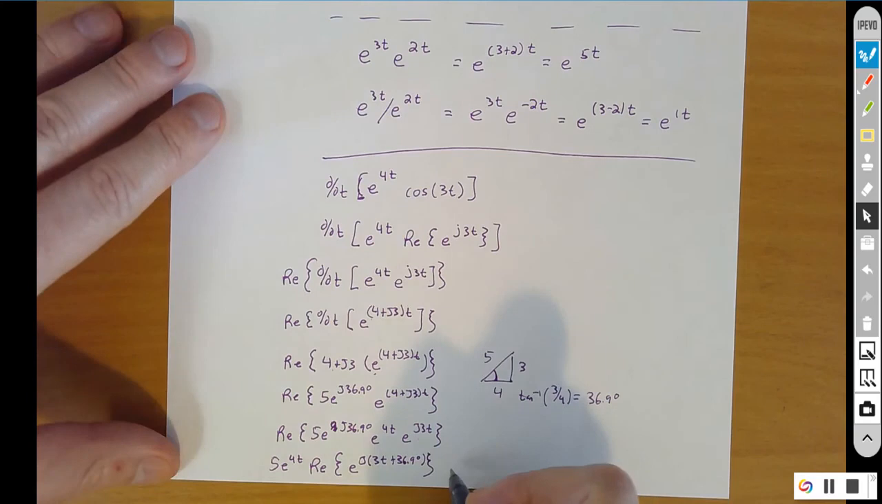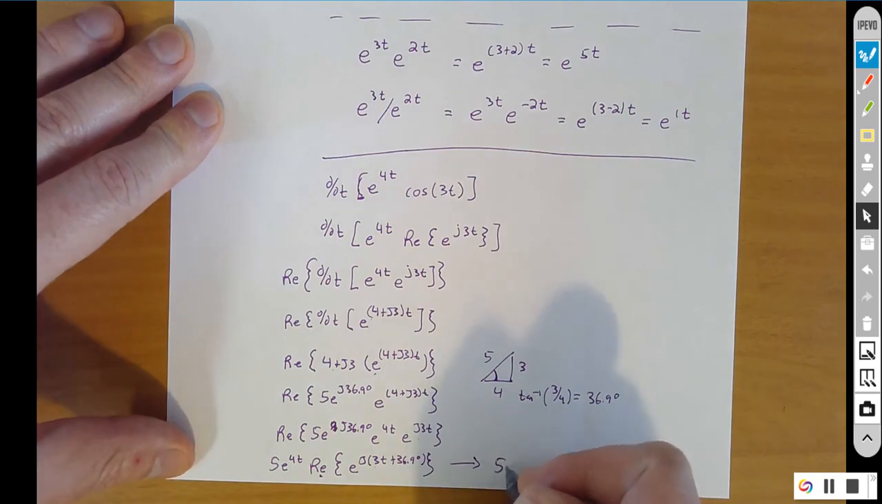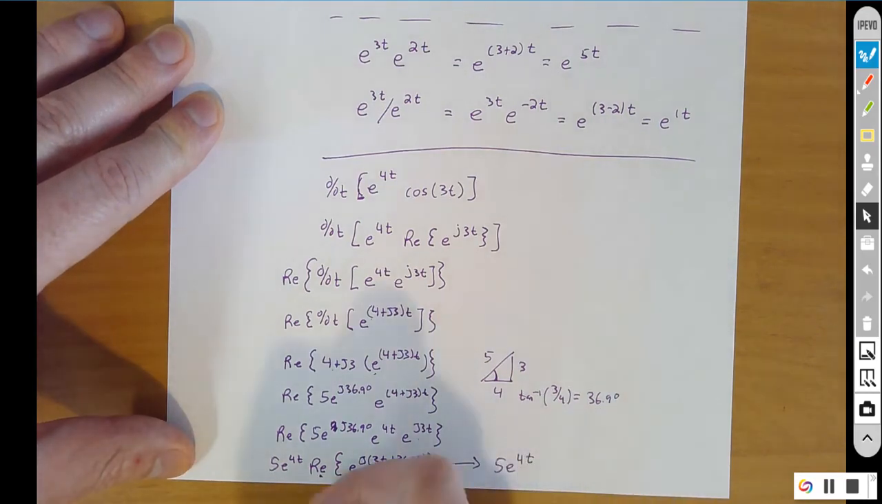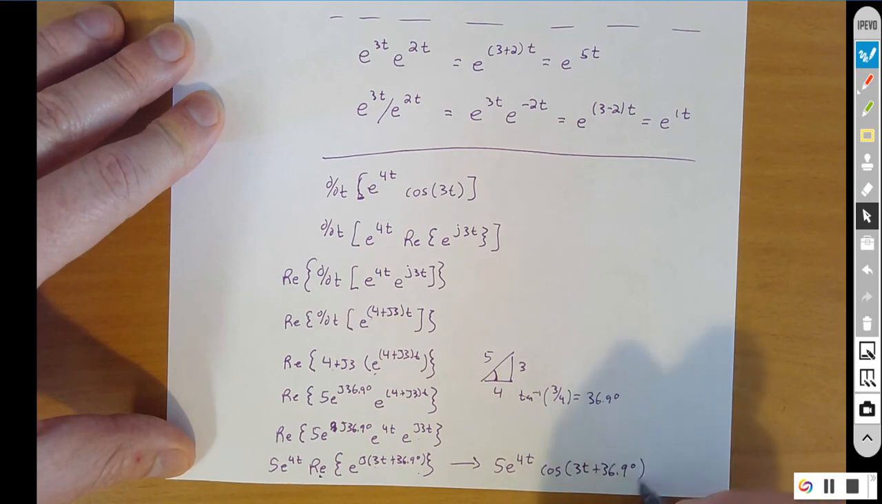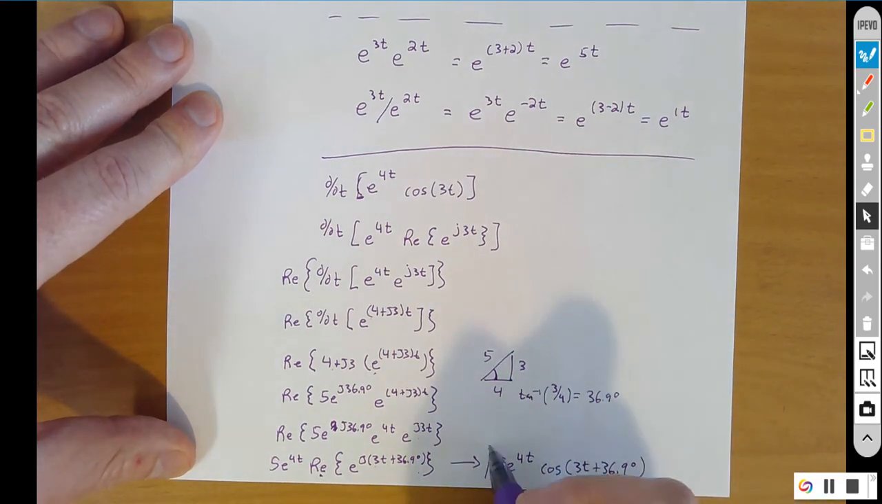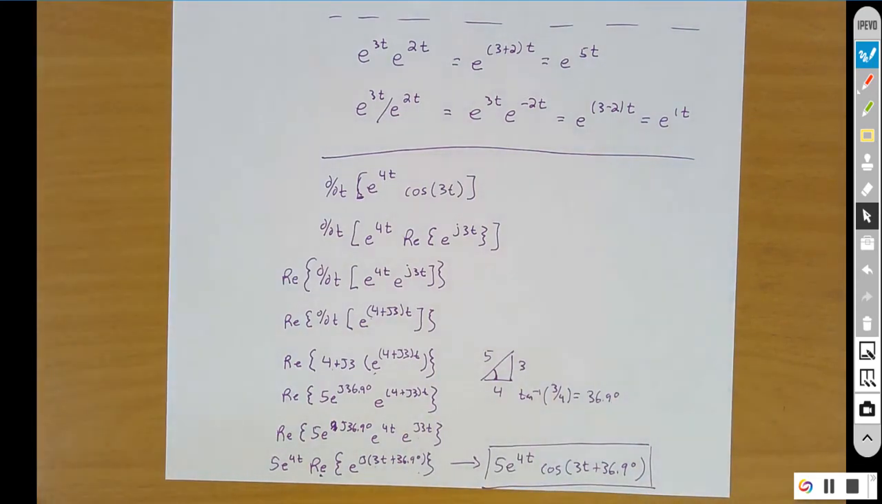And then what happens? Well, we undo the real operator. And so it's a real operator, which means we're going to get a cosine function. And then we just repeat this inside. So we get 5e to the 4t. This whole thing will become a cosine function. We just copy this piece down here, this 3t plus 36.9 degrees. So that'll be our answer. 5e raised to the 4t cosine(3t plus 36.9 degrees).